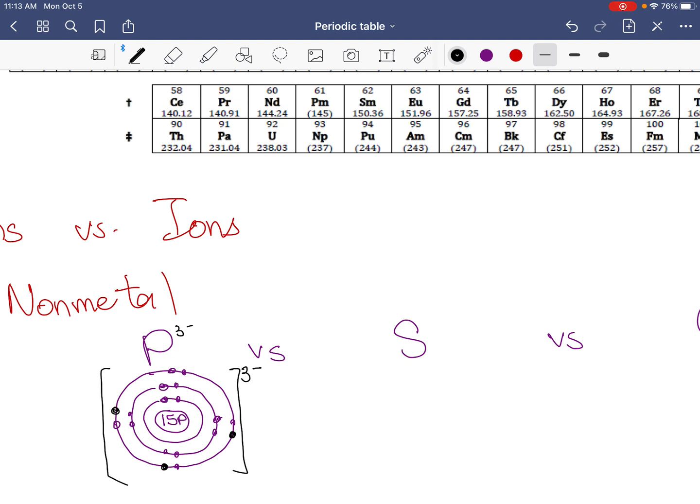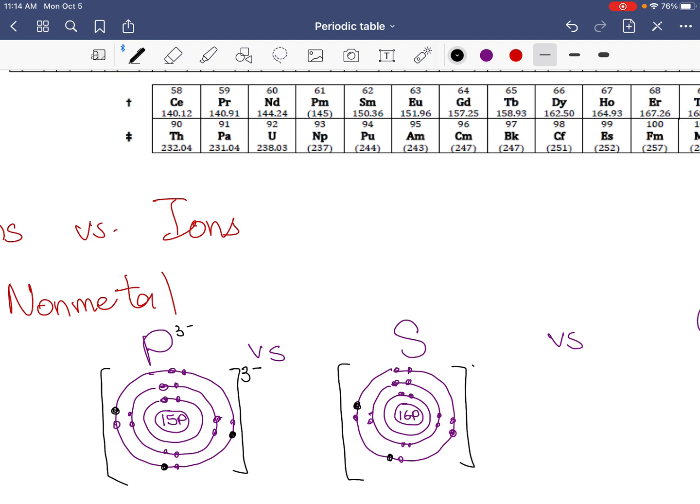Sulfur. Sulfur has 16 protons, so I need 16 electrons. There you go, there's 16 electrons right here. To make sulfur happy, I need 2 more. Okay, that way now I'm an ion with a 2 negative charge.